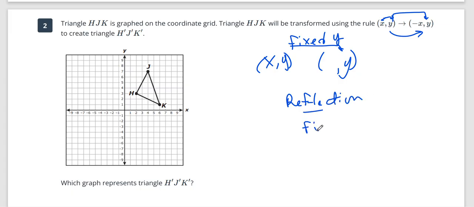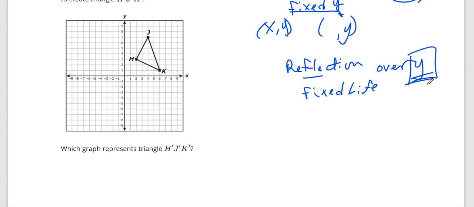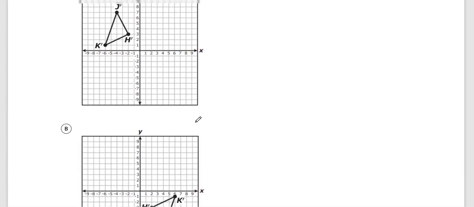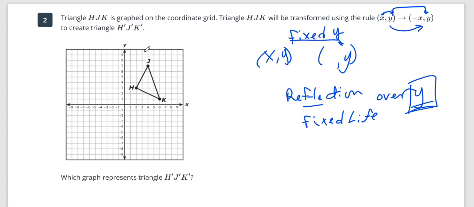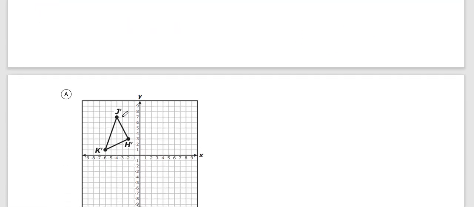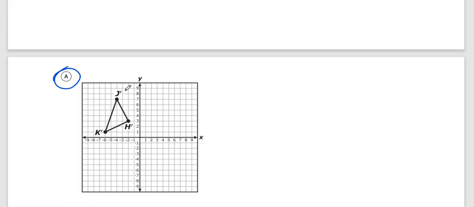Okay, FL means fixed. Your fixed life. Which one does not move? Which one hasn't changed? The y. So reflection over which one? Over the y. The y is the one that hasn't changed. So reflection over the y-axis. Okay, so if it's over here, it's going to flip over this way. So we're going to go J, H, and K. Oh, answer's A. J, H, K.